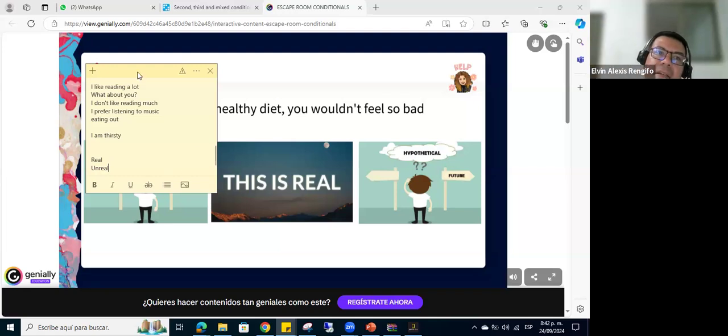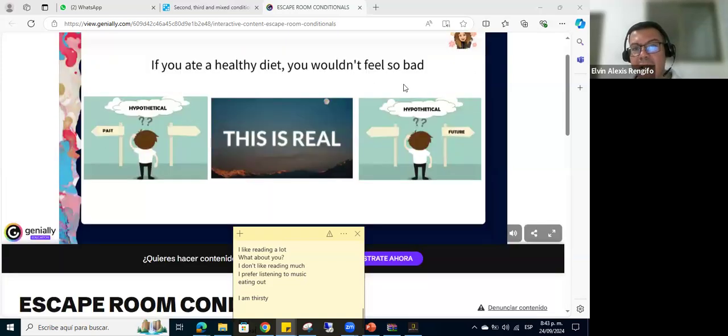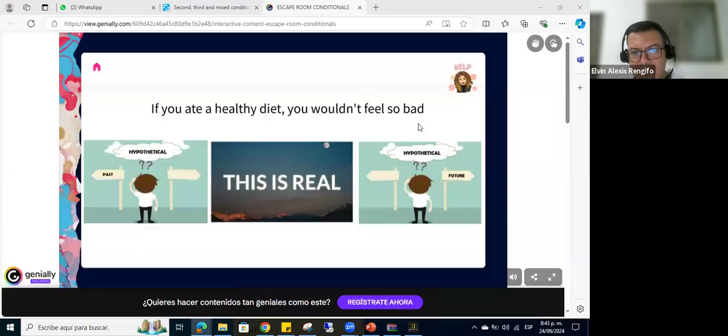Hypothetical past is, si mi mamá hubiese sido una mala mujer, yo no hubiera aprendido tanto. Entonces, if my mother had been a bad woman, I wouldn't have learned so much. Meaning that hypothetical past, my mother was a great woman and I learned a lot. Do you understand? So over here, we have the verb in the past. If you ate a healthy diet, si comieras una dieta saludable, you wouldn't feel so bad, no te sentirías tan mal. Entonces quiere decir que si comes una dieta no saludable y te sientes mal. So it's hypothetical future.